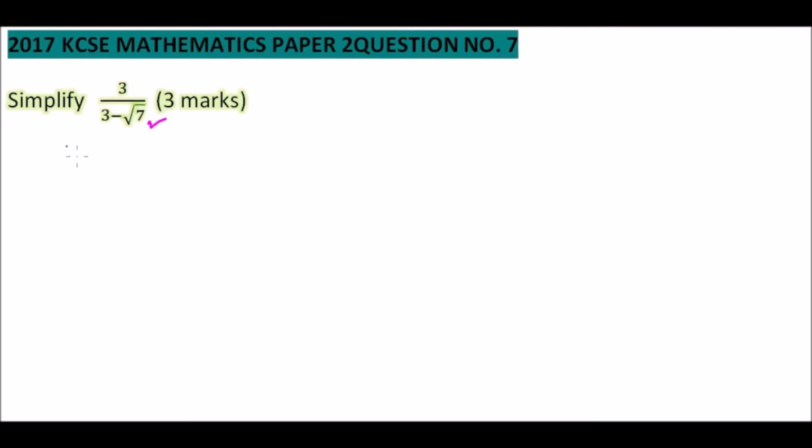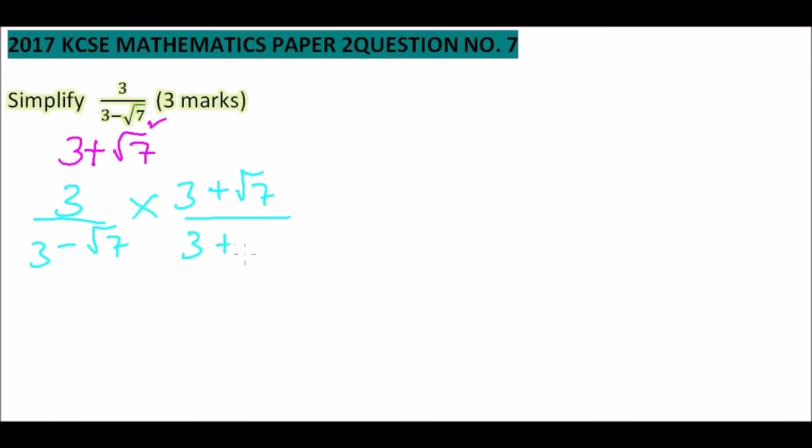Now we multiply. So we have 3 divided by 3 minus the square root of 7. You multiply by 3 plus root 7, the conjugate, divided by 3 plus root 7. Remember here, we have not changed our expression, because when you divide 3 plus root 7 by 3 plus root 7, that will give you 1. So it's like we are multiplying this expression by 1, so it doesn't change.